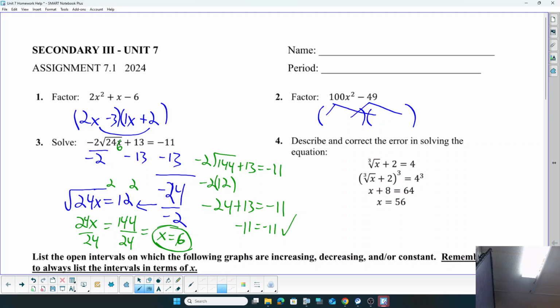Ooh, number 4. Don't forget to find the error there. What did they do wrong? Describe and correct the error.